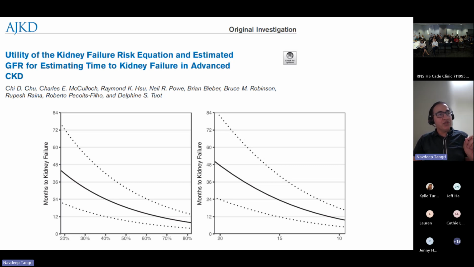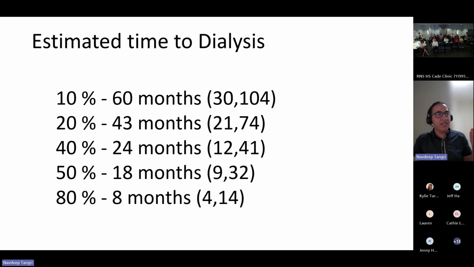What I want to point your attention to here is that the bands, the confidence intervals, are a lot wider for eGFR than KFRE. So for a given KFRE threshold, the interquartile range, or the 95% confidence interval of time to dialysis, is always going to be narrower than eGFR. So how does this translate into real numbers? If someone's 2-year risk is 10%, on average, that person has 5 years to go to kidney failure, with an interquartile range of 30 to 104 months.